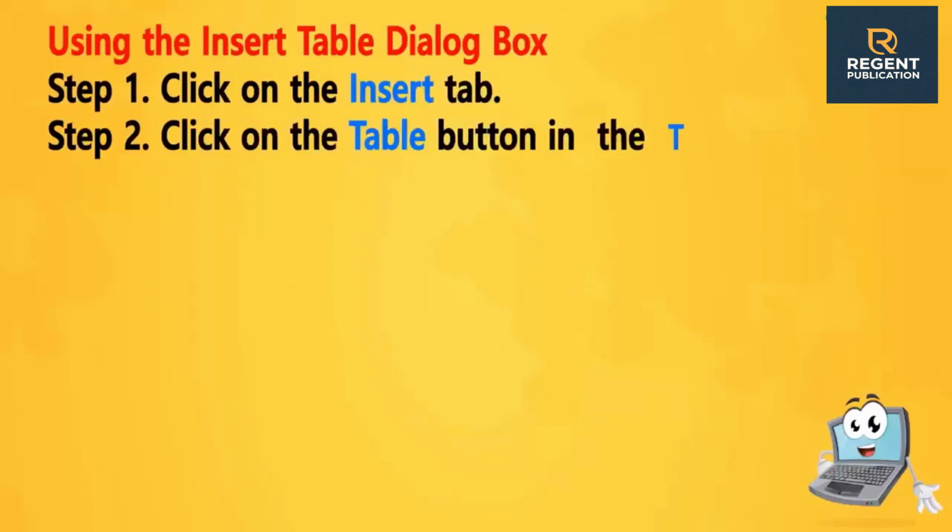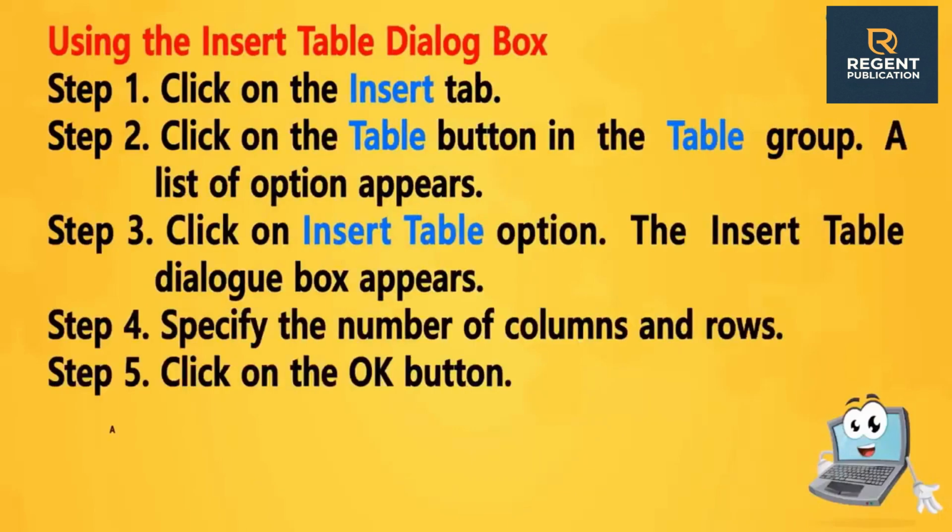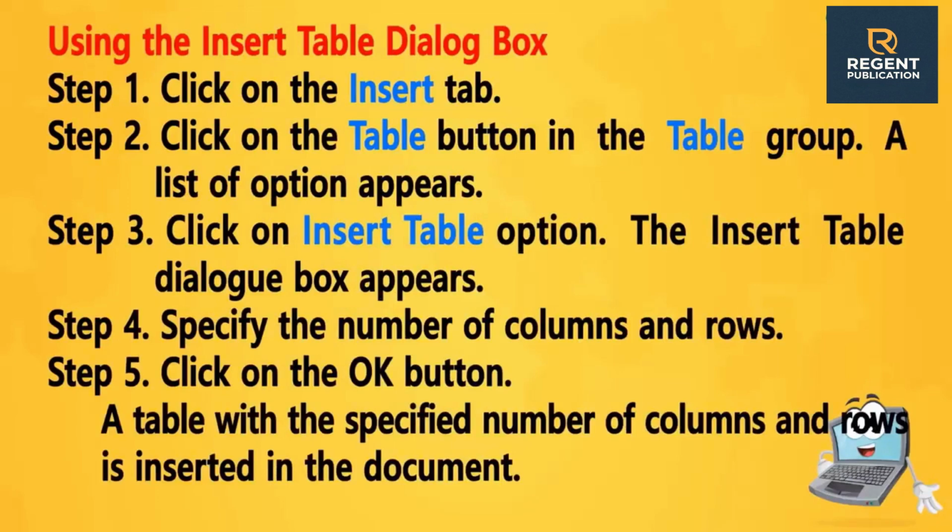Using the Insert Table dialog box, Step 1. Click on the Insert tab. Step 2. Click the Table button in the Tables group. A list of options appears. Step 3. Click on the Insert Table option. The Insert Table dialog box appears. Step 4. Specify the number of columns and rows. Step 5. Click on the OK button. A table with the specified number of columns and rows is inserted in the document.